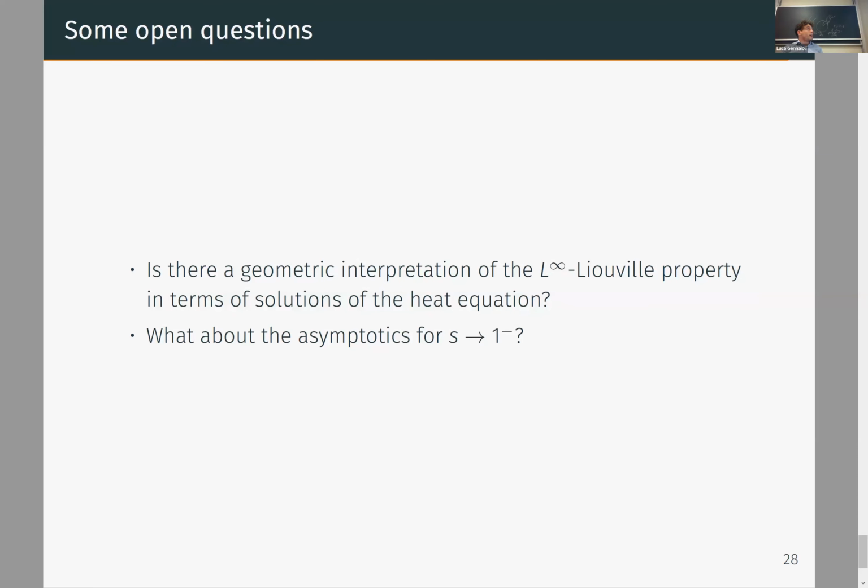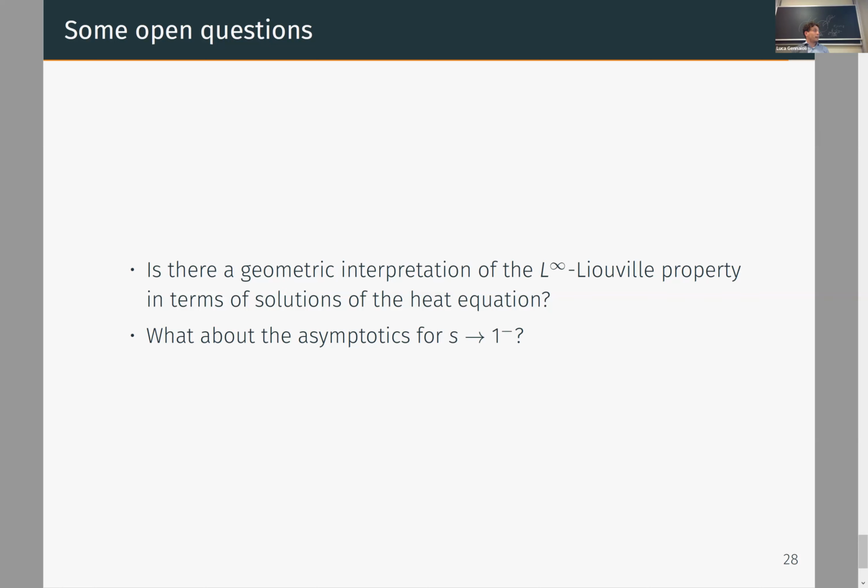So maybe now, some open questions are: we couldn't really understand what the L infinity Liouville property is related to. What are the geometric conditions that really capture this property? We don't know. We thought at the beginning that maybe you can prove that if theta doesn't depend on the point, then you have to have the L infinity Liouville property, but we were not able to. Maybe it's not true, I don't know.